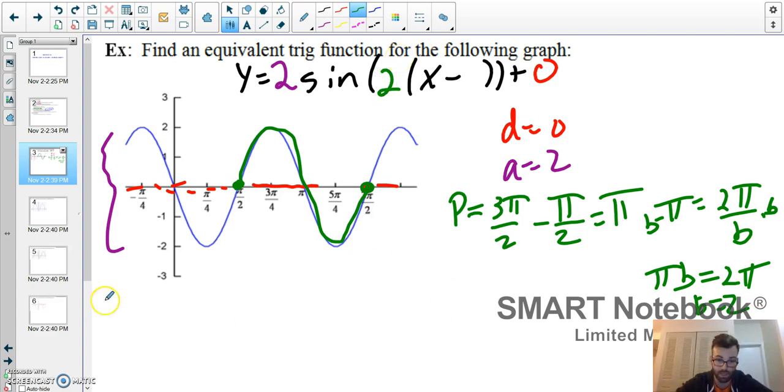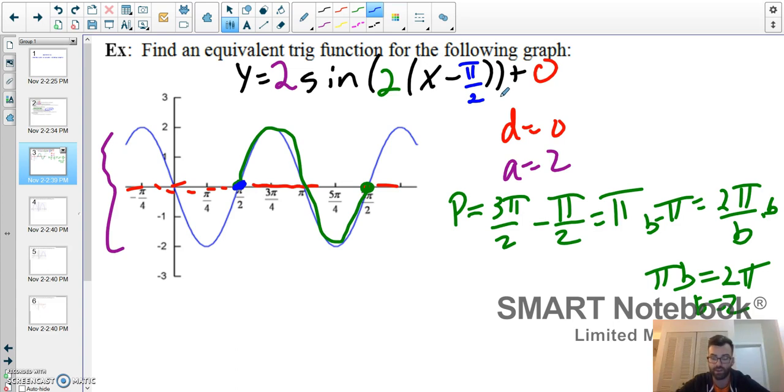Make sure you leave some space for yourself over here because we're going to have to do cosine as well. The last thing I want to figure out is my horizontal shift. Where did I start? I started here at pi over 2, which means I moved to the right pi over 2. So that would be our function for sine.